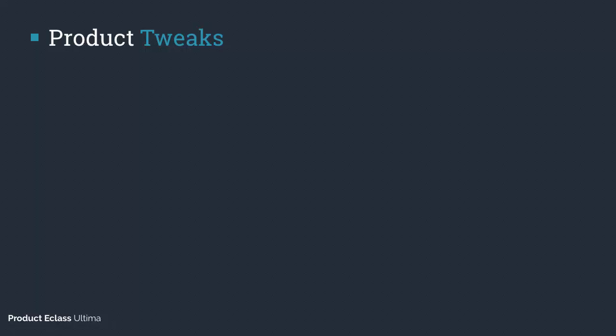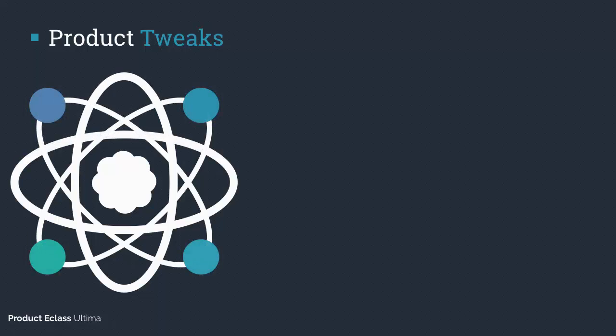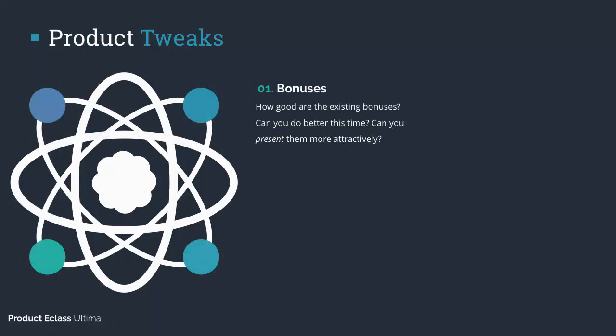Earlier, I mentioned product tweaks are some of the easiest things you can do to produce more revenue, not necessarily pitch tweaks. Let's talk about a couple of these product tweaks. The first one is obvious: bonuses. How good are the existing bonuses? Can you do better with the next pitch by adding and tweaking and doing different bonuses, or presenting existing bonuses in a more attractive fashion?